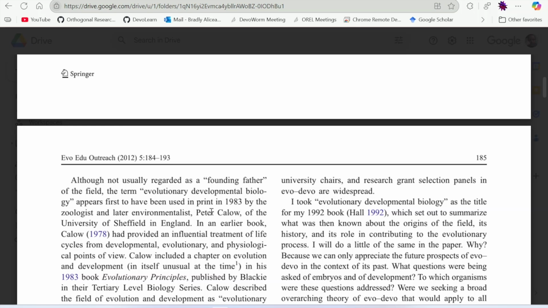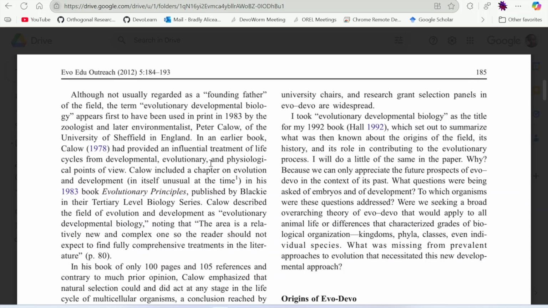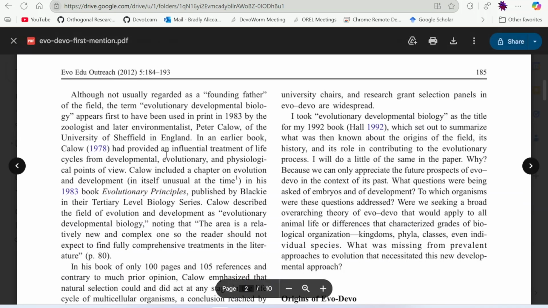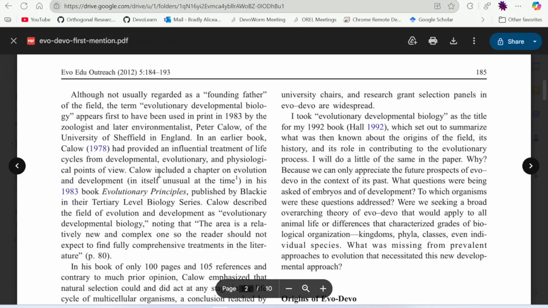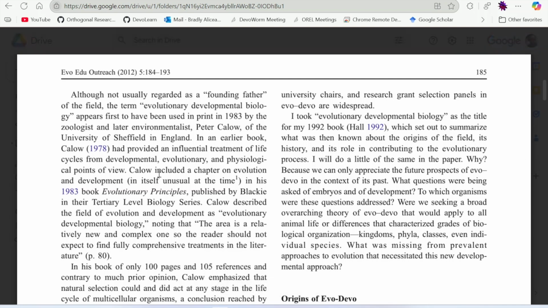And so Calow was a pioneer in this area, writing a number of books on how you incorporate things like life history or life cycles into different points of view. He provided an influential treatment of life cycles from developmental, evolutionary, and physiological points of view. So that gave him an in to thinking about development and evolution more closely, and physiology being a wide field allows you to make a lot of these connections.